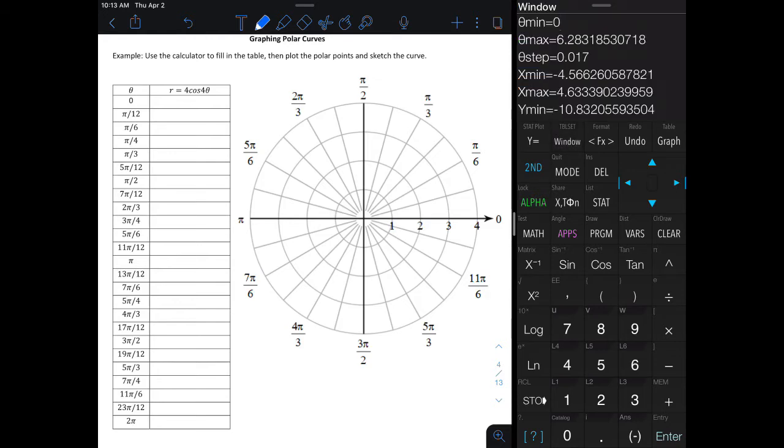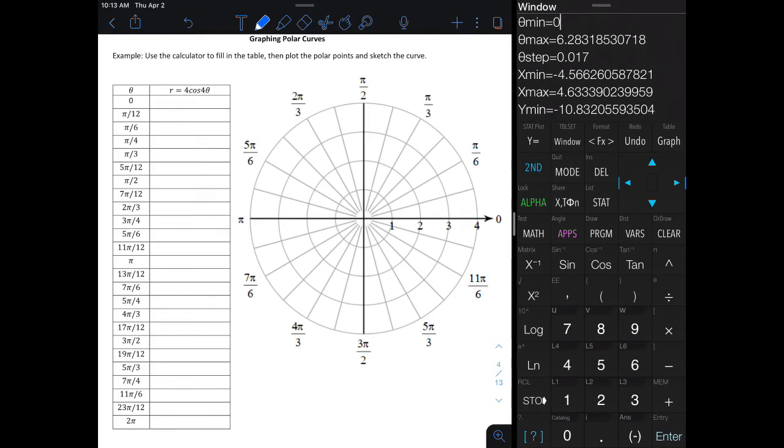Before you press graph for polar functions, kind of like if you're also working with parametric, we want to set a good window. I need to set my theta min and my theta max. 0 to 2 pi is usually a good place to start. And the theta step, which we'll talk about in just a minute, mine is at 0.017. That's just what it was set at.